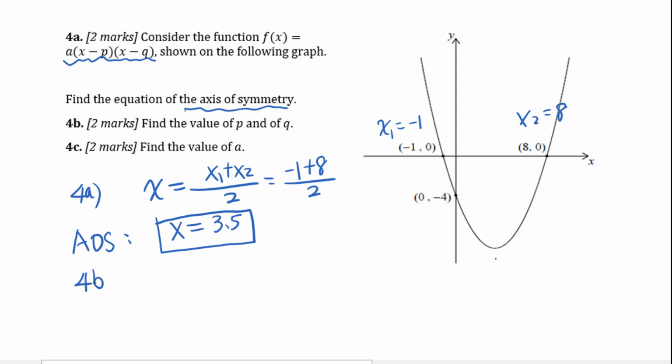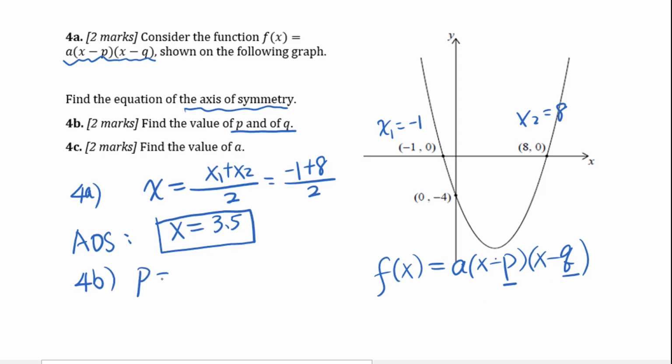For 4b, find the value of p and q. We know this form, f(x) = a(x − p)(x − q), is called the factored form. This p and q are the roots. Therefore, p equals -1 and q equals 8.